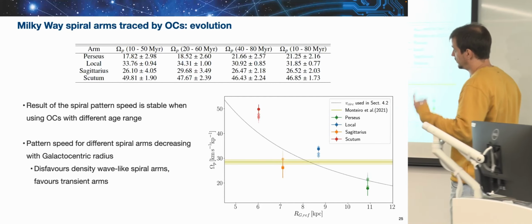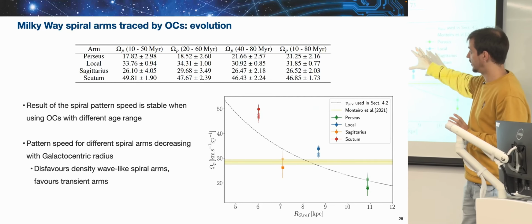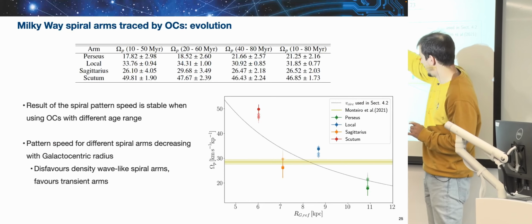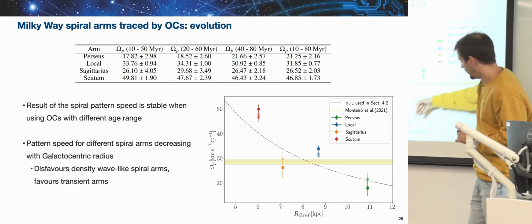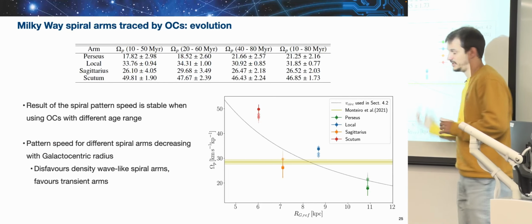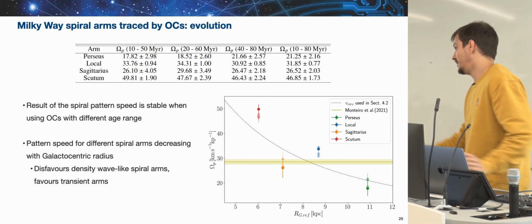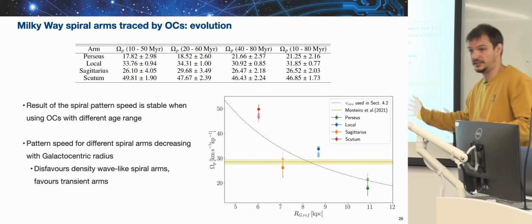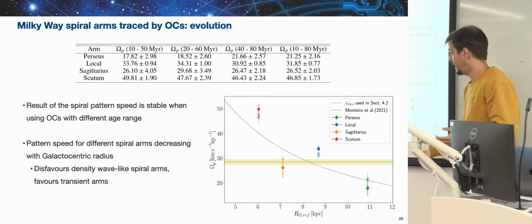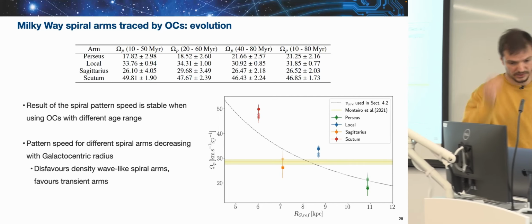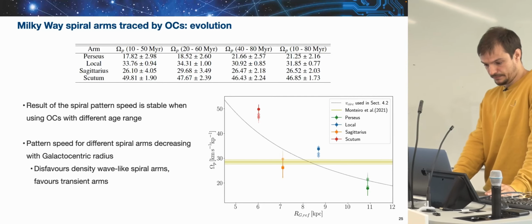So we have defined 4 different spiral arms, Perseus, Local, Sagittarius, and Scutum, and we run this methodology here, and we find that each of them has a different pattern speed, which is actually decreasing when the galactocentric radius increases, so decreasing with the rotation curve, and that favors the classical density waves as the main mechanism to form spiral arms, and favors transient spiral arms that form and dissolve along time.